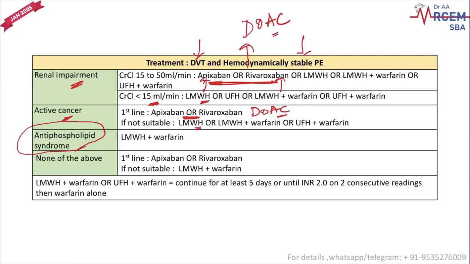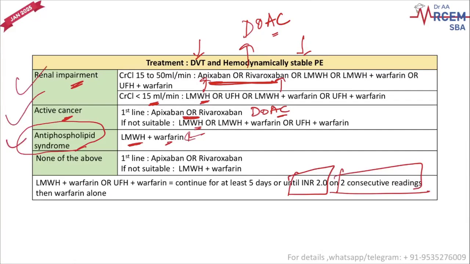If antiphospholipid syndrome is present, then you directly start low molecular weight heparin. Warfarin will start along with it. Once the INR is more than 2 for 2 consecutive readings, you stop the low molecular weight heparin and continue with the warfarin. In a person who doesn't have any renal impairment, active cancer, or antiphospholipid syndrome, apixaban and rivaroxaban, that is direct oral anticoagulants, are the preferred ones.